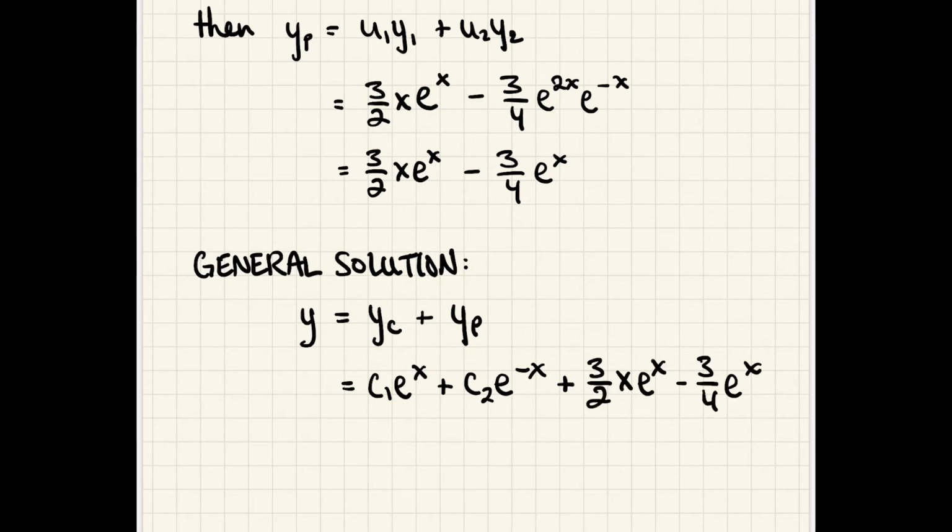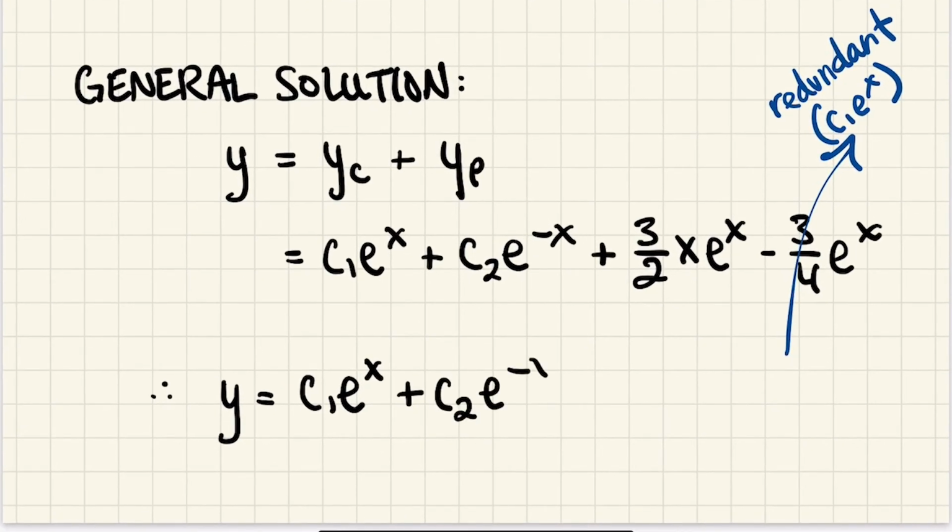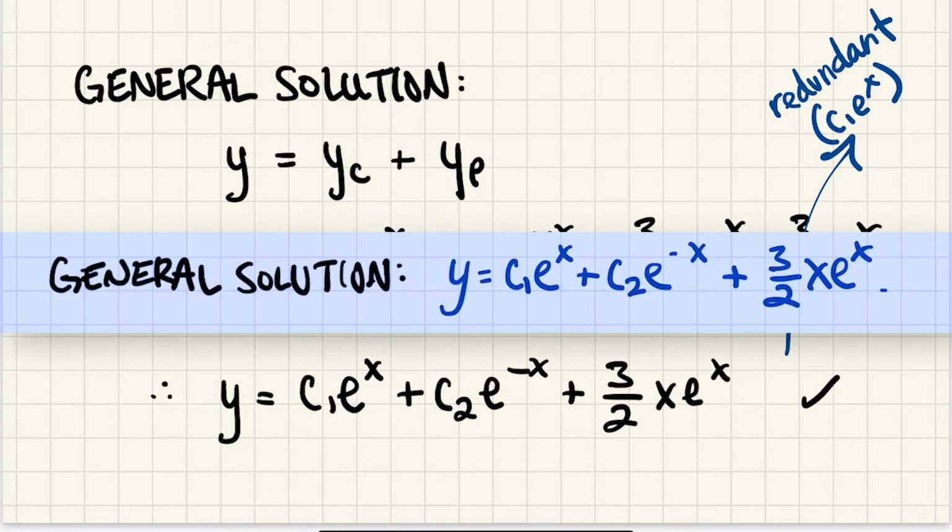All right, and we would be done, except for one thing. This last term of our particular solution turns out to be redundant because we already accounted for a constant times e to the x. So we can actually just throw it away. So our general solution is just this. And if you compare it to the general solution that we obtained using the method of undetermined coefficients, you'll find that we got the same answer, of course, because math is math. It always wins.